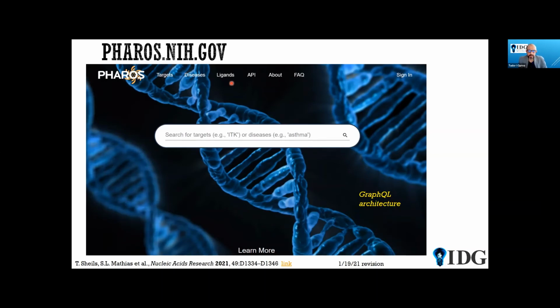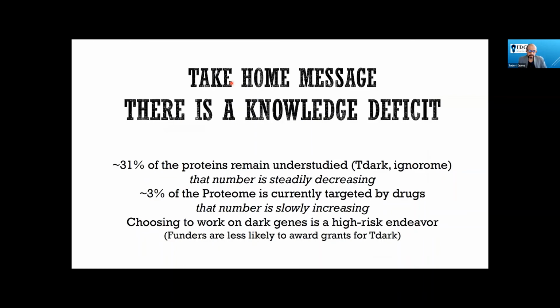So the take-home message that I think I convinced you of is that there is a knowledge deficit when it comes to protein information. About 1/3, a bit less than 1/3 of the human proteome remains understudied, and maybe 3%, close to 3.2%, is now currently targeted by drugs. So of course, if you want to work on dark genes, which is what we're interested in, that remains a high risk endeavor. So I'll try to illustrate that point.